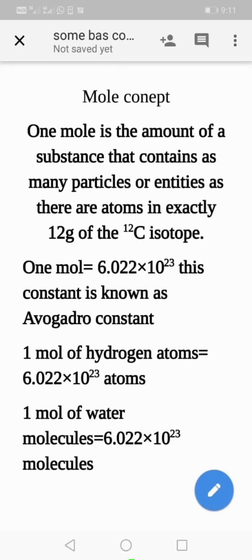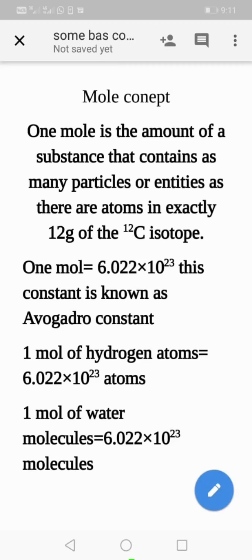Okay, so when you learn, you will have to learn the definition of 1 mole. The definition: it is the amount of a substance that contains as many particles or entities as there are atoms in exactly 12 gram of carbon-12 isotope. Okay, so that's the definition. Whatever the compound, 1 mole means 6.022 × 10^23, and that number is known as Avogadro's constant.